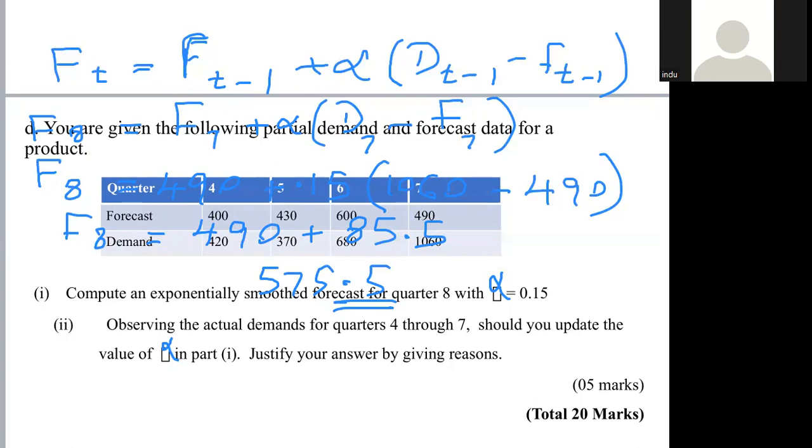For the answer to this one, you can use what we call the accuracy calculations. That means how accurate our forecasted value is, right?